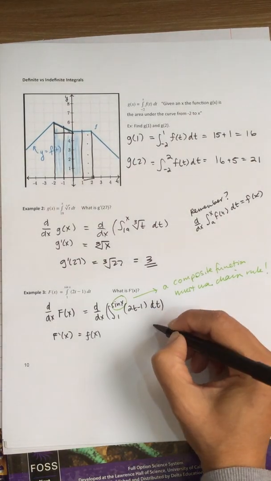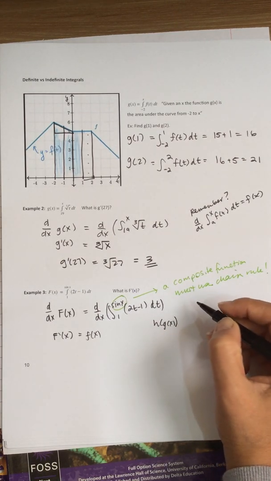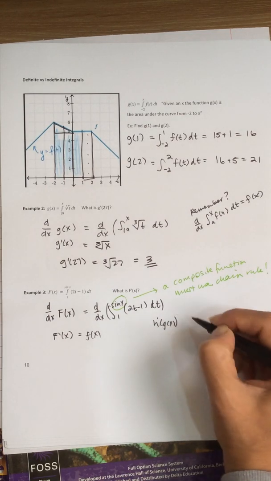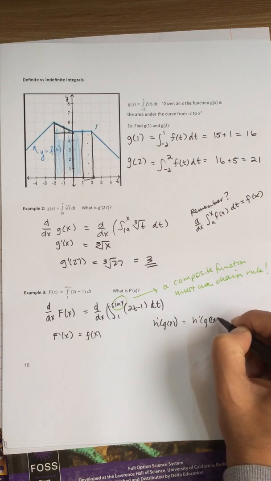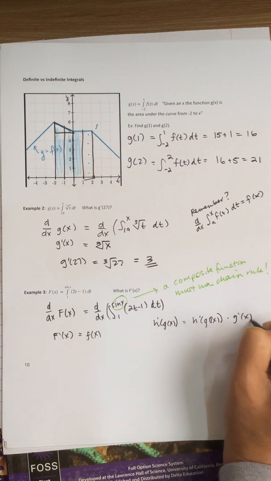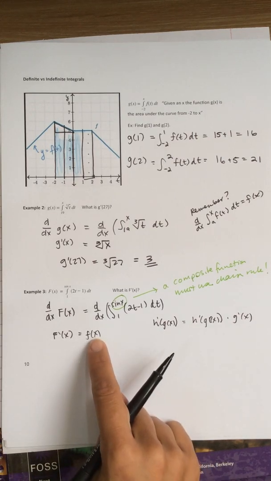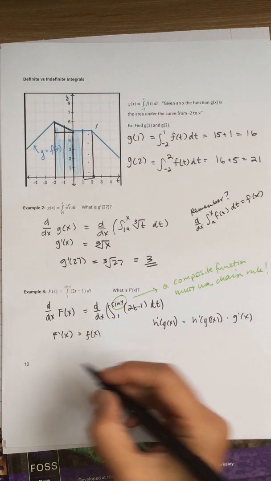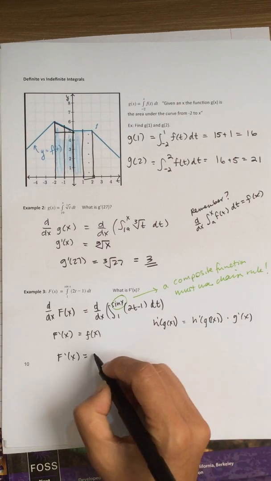So remember, a composite function is like h of g of x, was the notation. To find h prime of g of x, it was equal to h prime of g of x times g prime of x. Remember that? It's the chain rule. So it's going to be equal to the original function, f of x, times the derivative of that inner function.